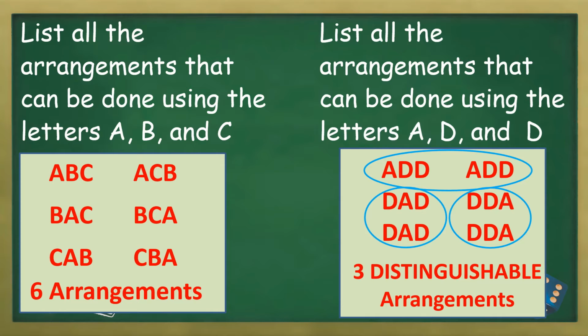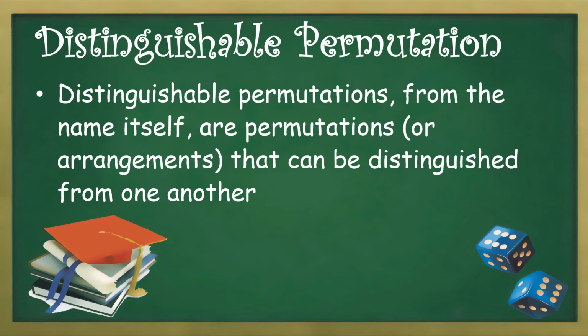But what is distinguishable permutation? From the name itself, distinguishable permutations are permutations that can be distinguished from one another. Distinguishable permutation happens if you're arranging identical objects. Since you're arranging identical objects, interchanging the positions of those identical objects will give you the same arrangement. Thus, we count only the distinguishable permutations or distinguishable arrangements of objects.